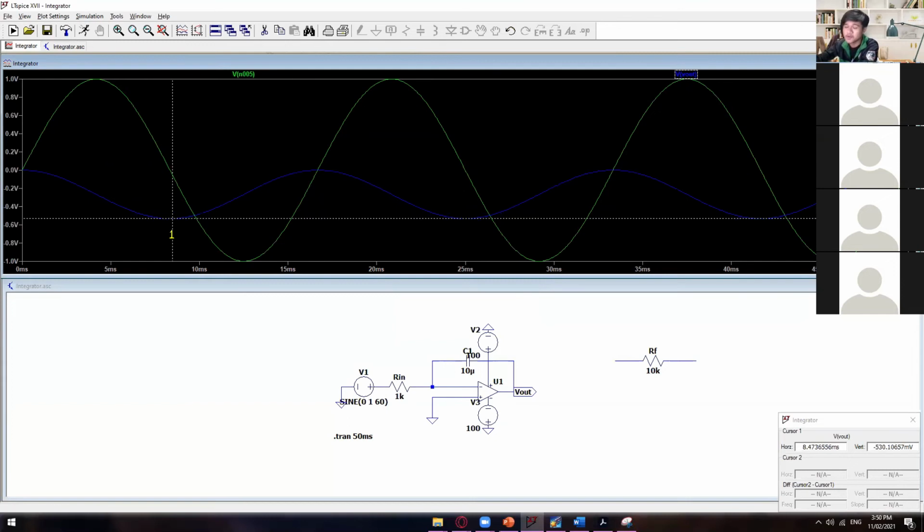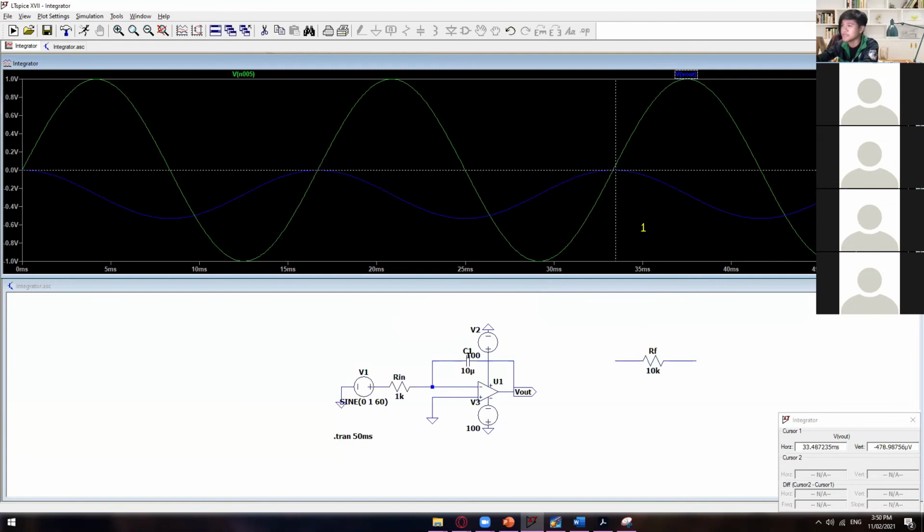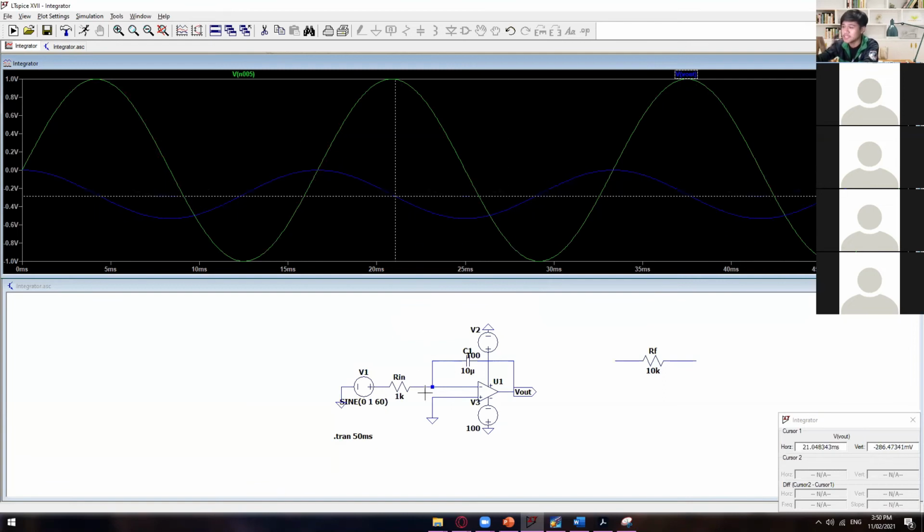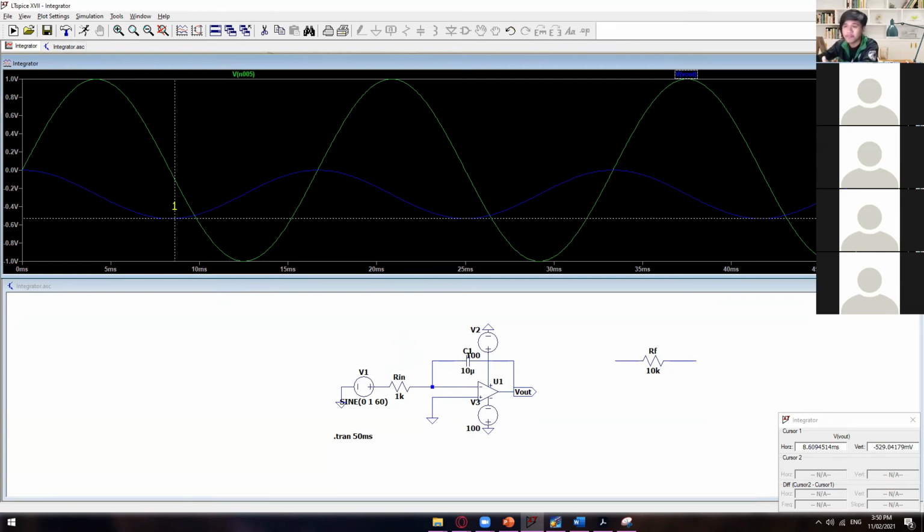Okay, so maybe you guys are wondering, why is it only giving us a negative output? That is because this one is connected to the inverting amplifier, and as usual, this one has a negative formula on it. So that is why we have only negative outputs.